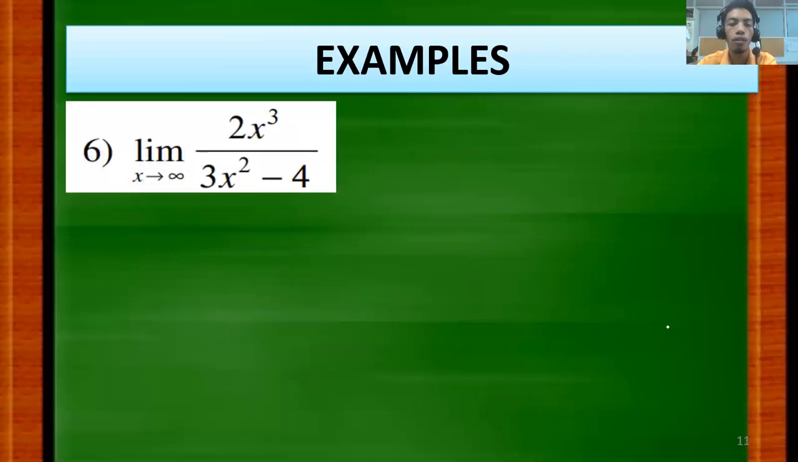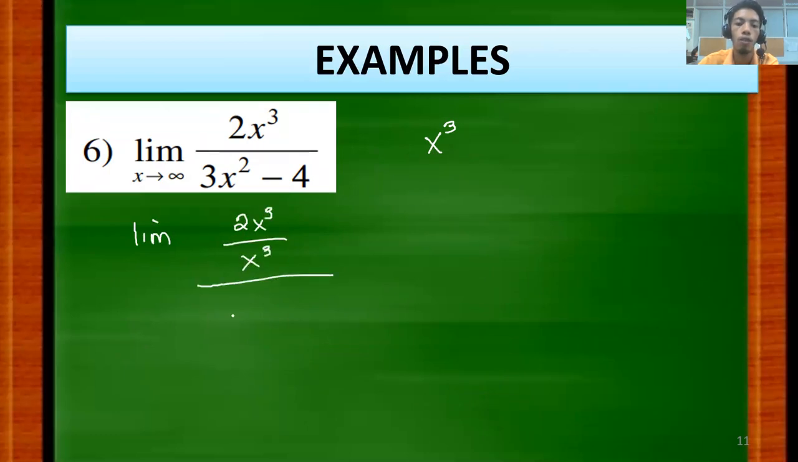Next example, number 6. So you have the limit of 2x cubed over 3x squared minus 4 as x approaches infinity. So the highest power of x is x cubed. So i-divide natin yung x cubed sa lahat ng expression. So you have the limit of 2x cubed over x cubed all over 3x squared over x cubed minus 4 over x cubed as x approaches positive infinity.